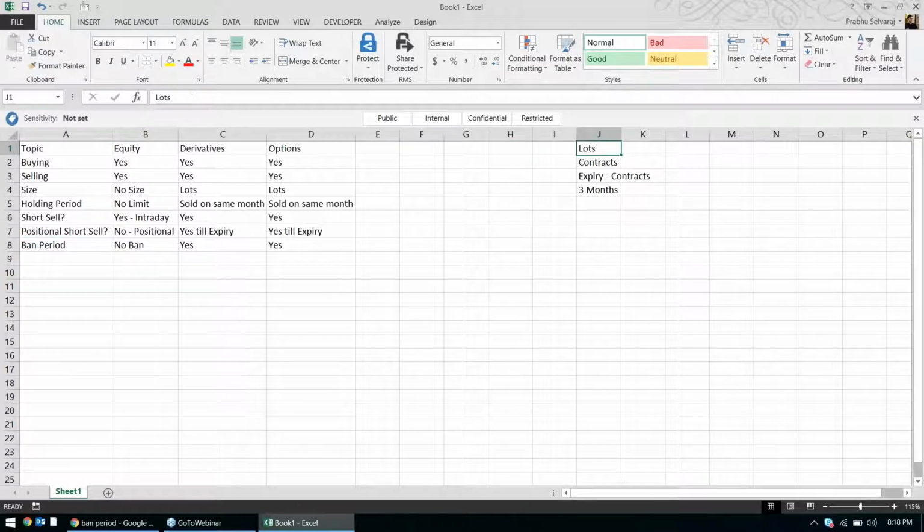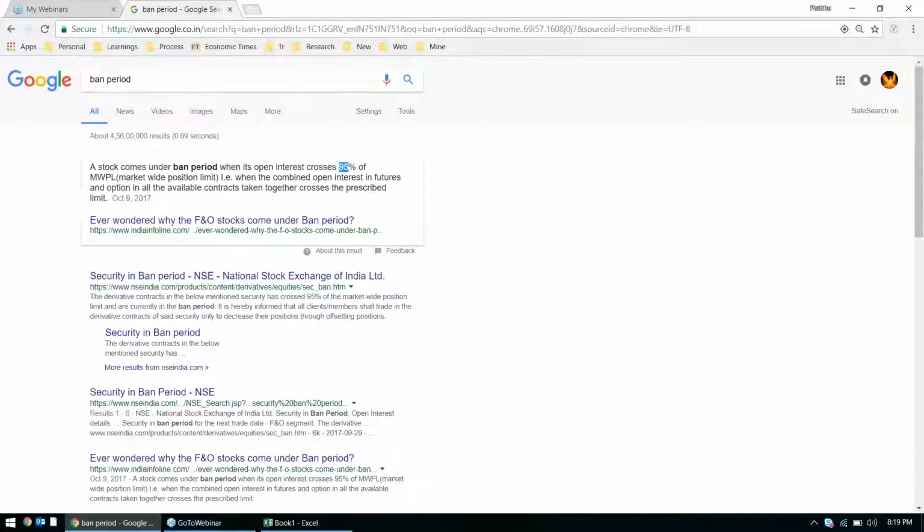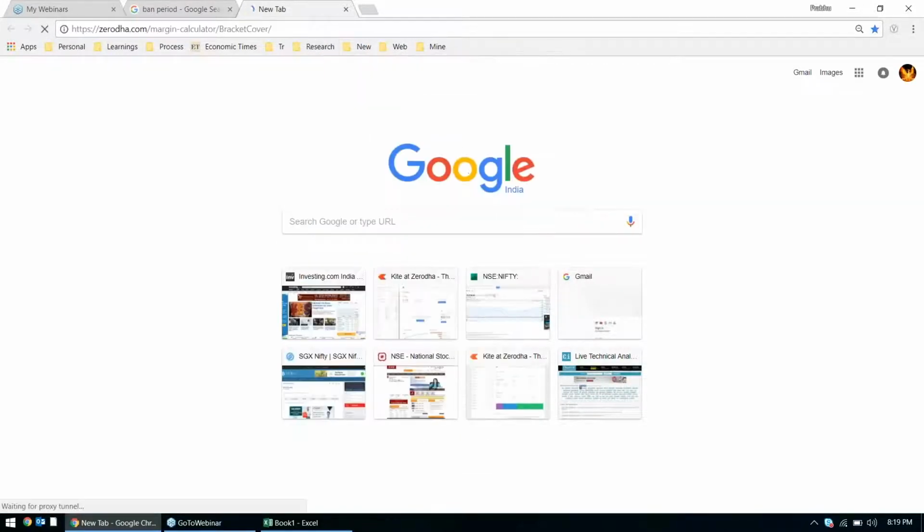What are lots? Every company is fixed into a different kind of lot, where you can purchase in terms of lot. Around 250, 265 stocks are there in futures and options. Those stocks can be purchased in terms of lot.